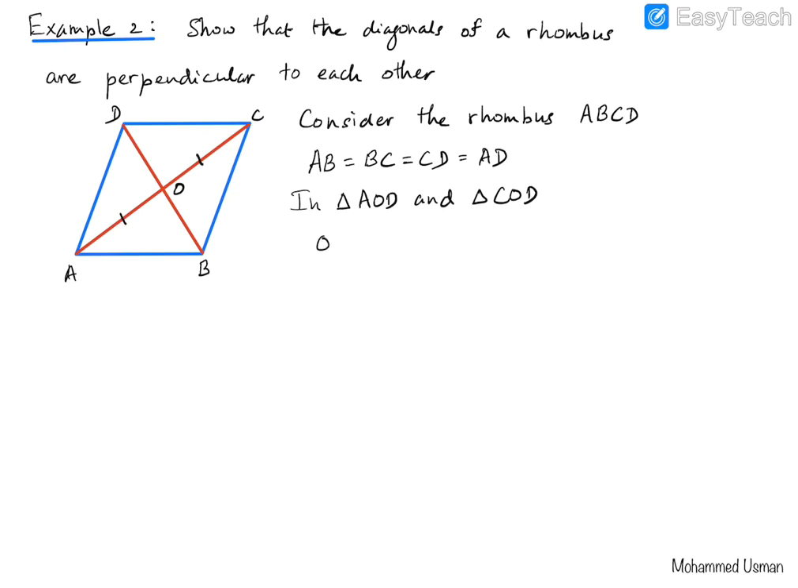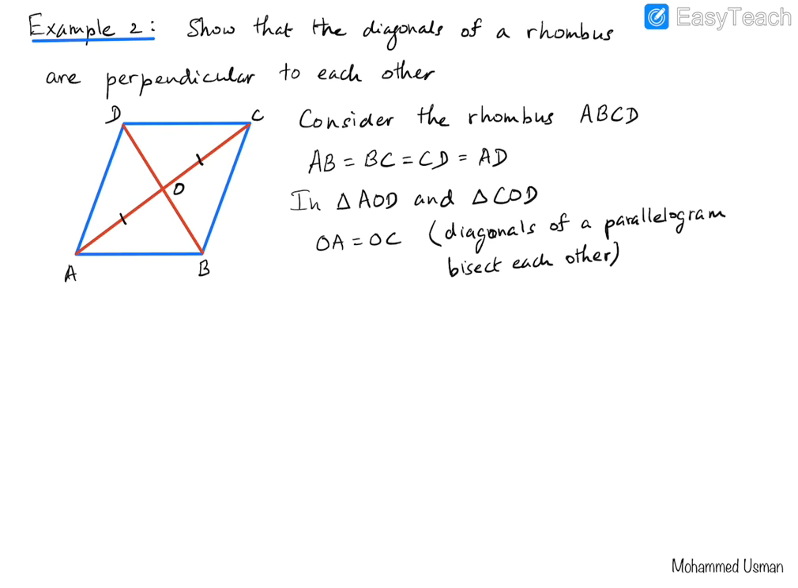Why is that? Because the diagonals of a parallelogram bisect each other. So the intersecting point divides the diagonal into two equal parts. Therefore OA equals OC, because the diagonals of a parallelogram bisect each other, and a rhombus is a parallelogram.